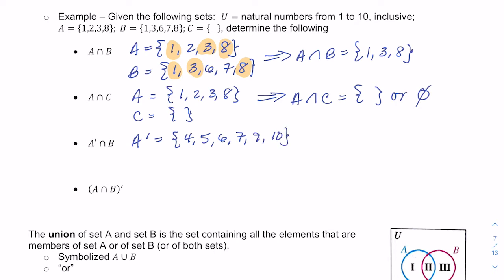And then B is 1, 3, 6, 7, and 8. So now I'm looking for A complement and B. So what do they have in common? They have a 6 and a 7 in common. So A complement and B is the set 6 and 7.